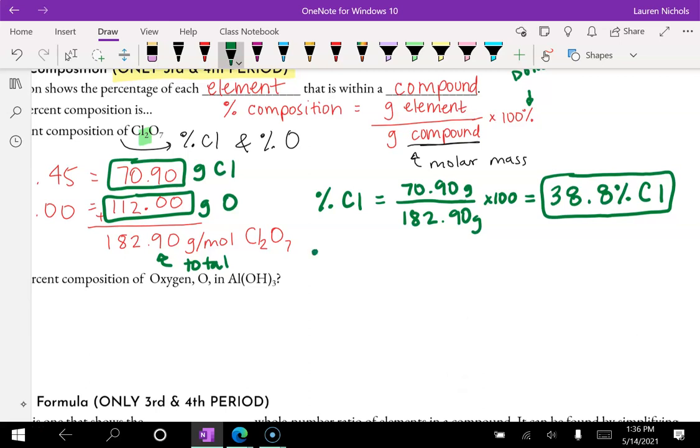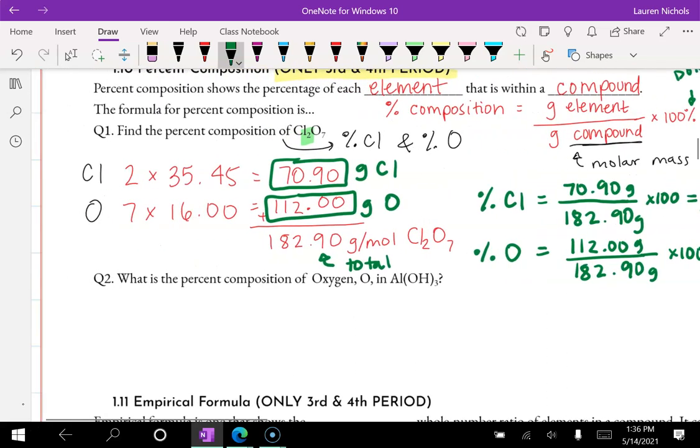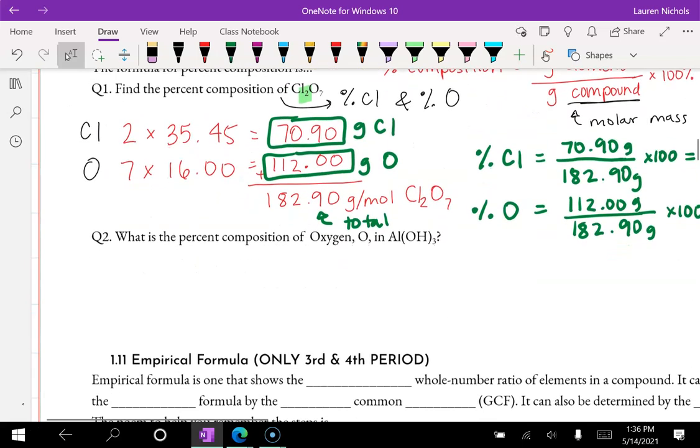We can see this because if we calculate our percent of oxygen, that would be 112.00 grams divided by 182.90 grams, times 100. 112 divided by 182.90 times 100 gives you 61.2% oxygen. And that is how you calculate your percentage. So you should be able to do question number 2 on your own. Go ahead and pause the video and press play when you're ready to check your work.